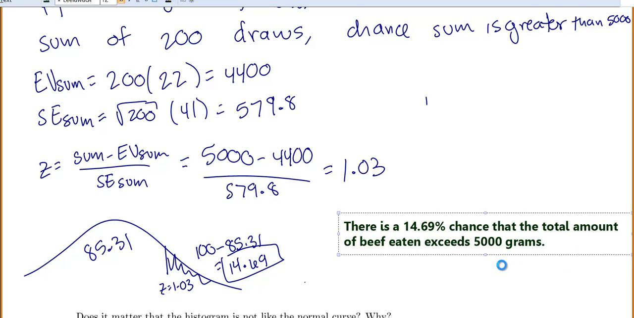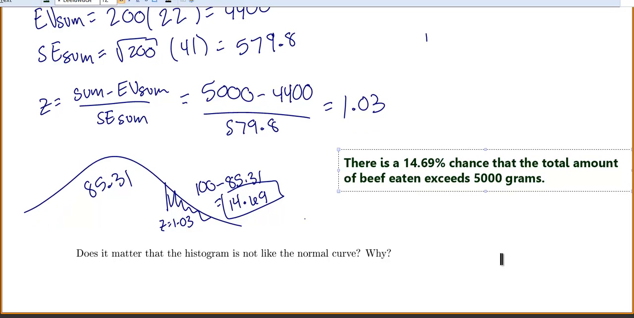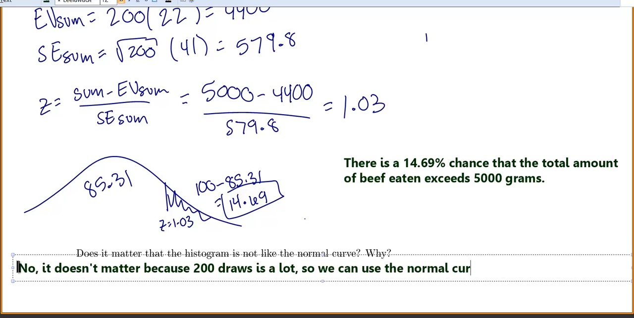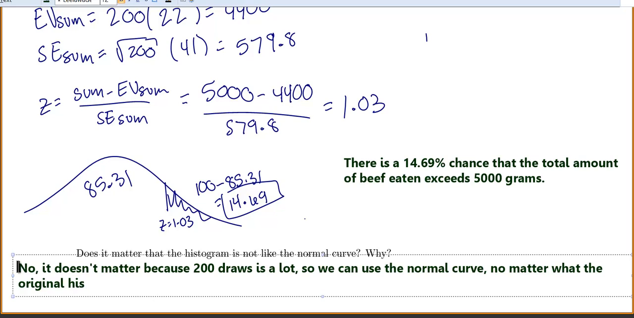And for our final question, does it matter that the histogram is not like the normal curve? And why or why not? So, no, it doesn't matter, because 200 draws is a lot, so we can use the normal curve no matter what the original histogram looked like.